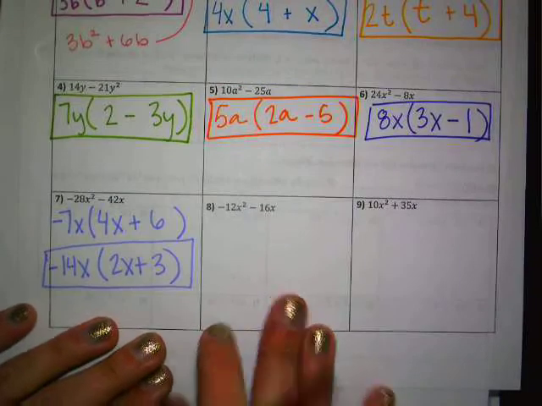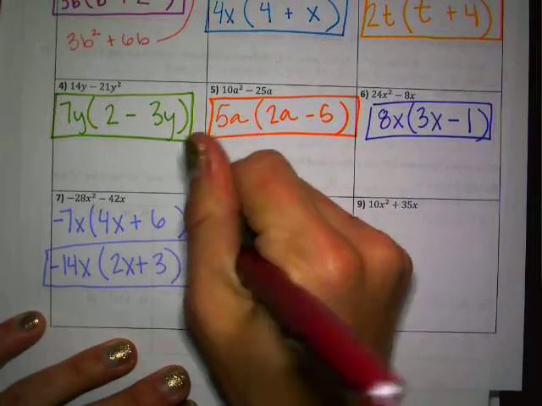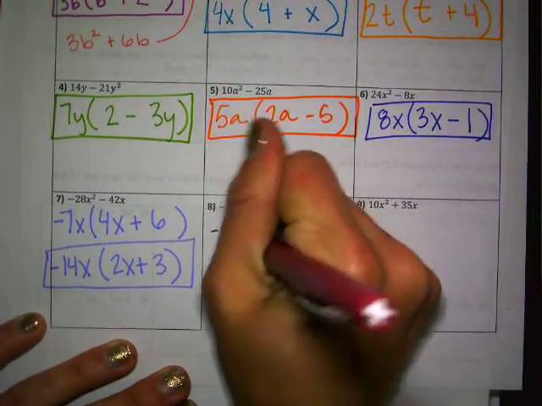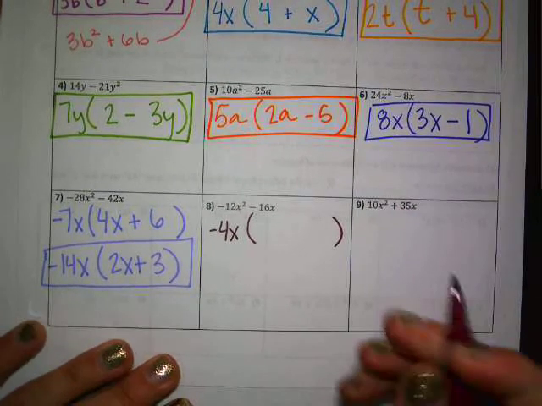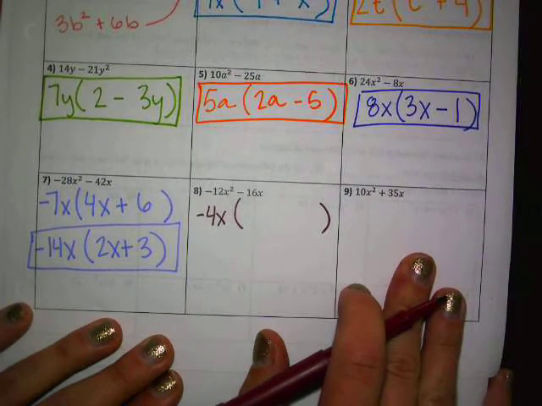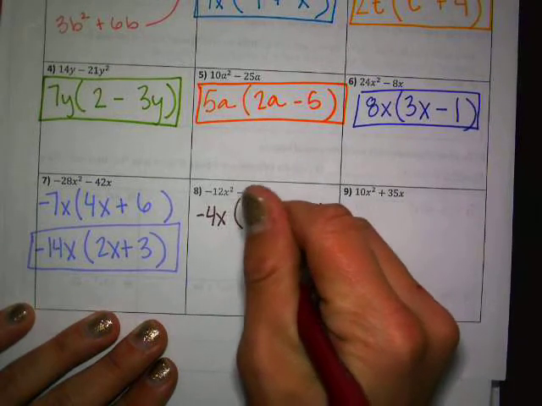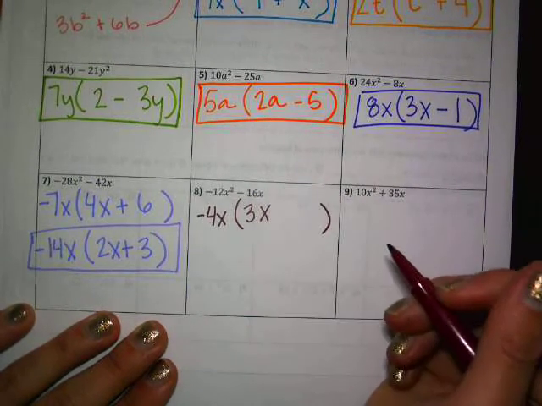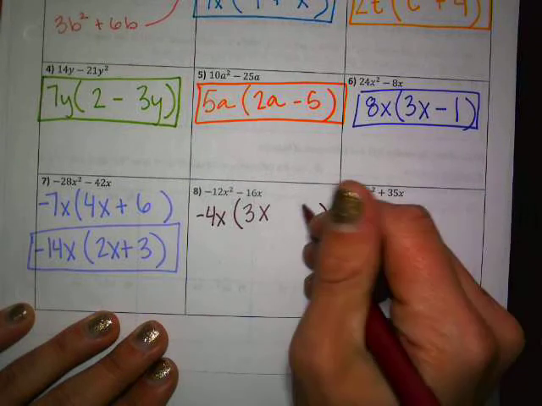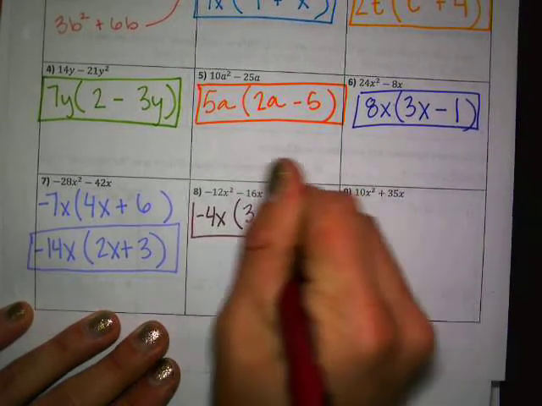Okay. Anyways, number 8. What is a GCF? Negative 4x. What color are you using? It's like a maroon. Okay, I'm using maroon again. When you take negative 4x from negative 12x squared, you're left with 3x. And when you take negative 4x from negative 16x, plus 4.